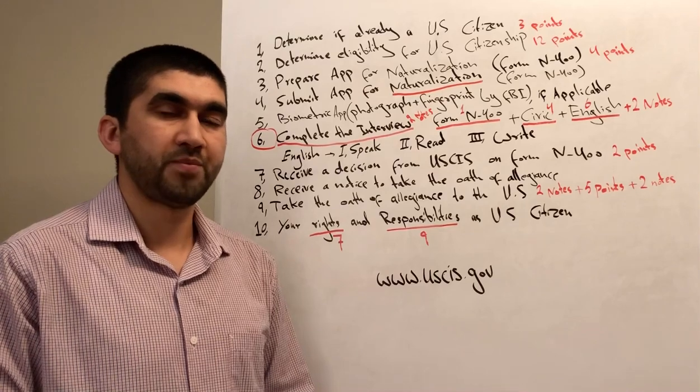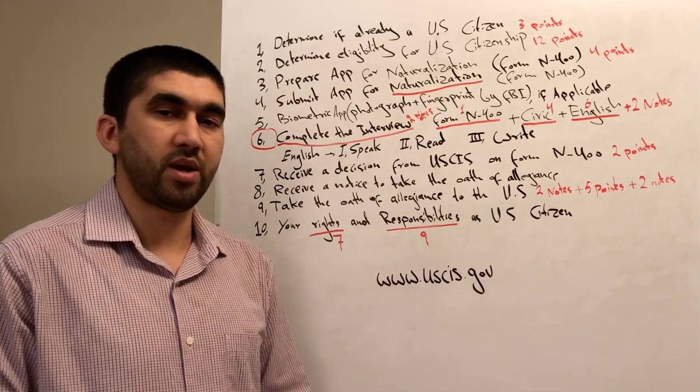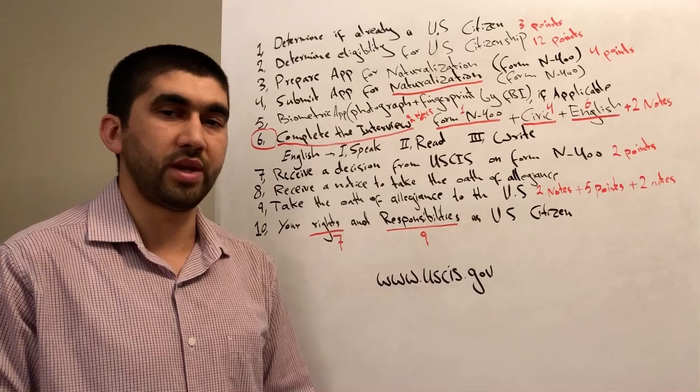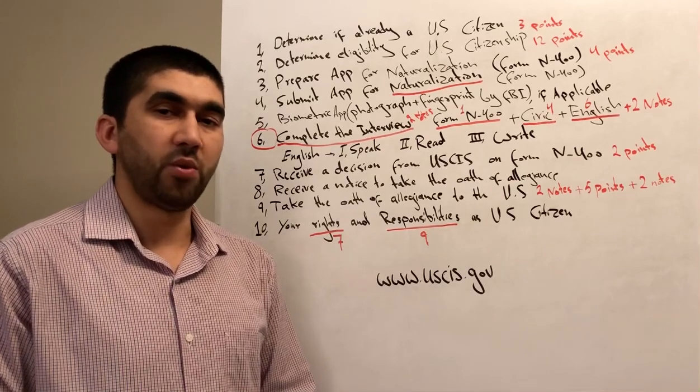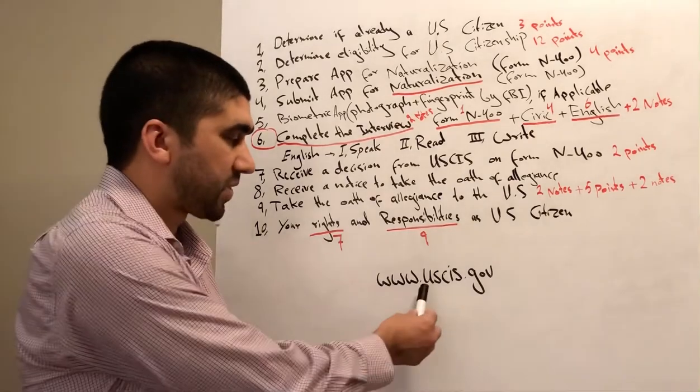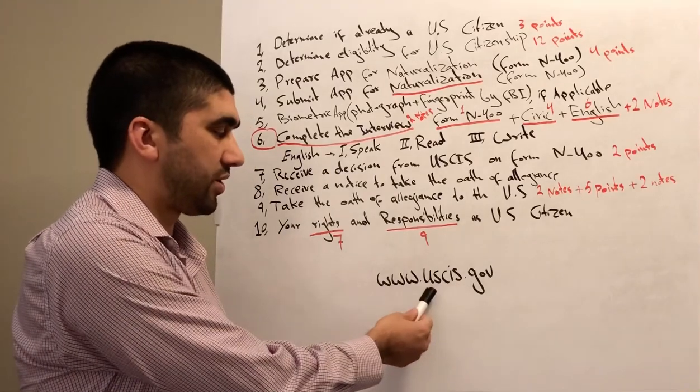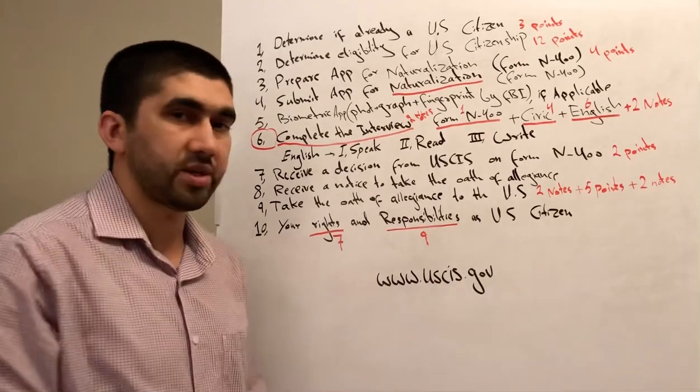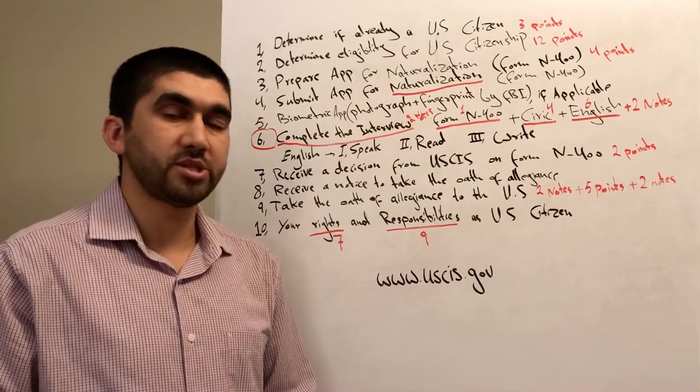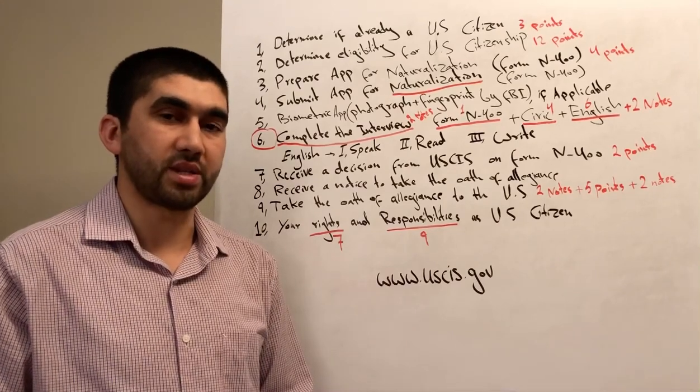Hello everybody. In today's session I'm going to describe the process of immigration in the United States of America, the way it is designed by the USCIS office, or United States Citizenship and Immigration Services. The way it is designed, it's designed for two different categories of people.